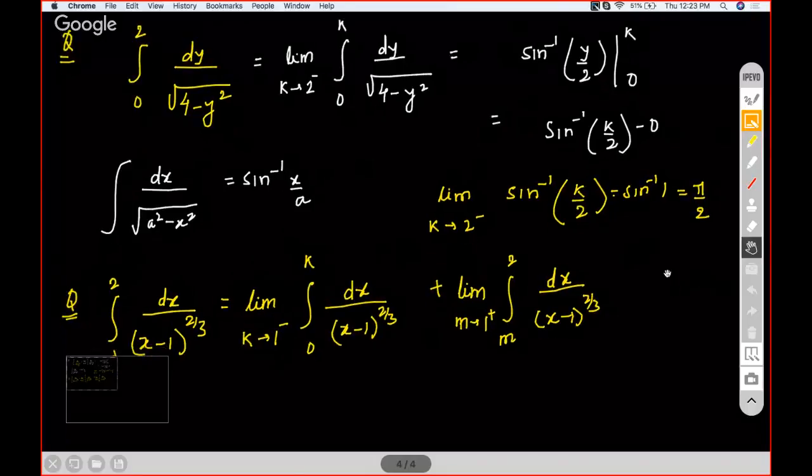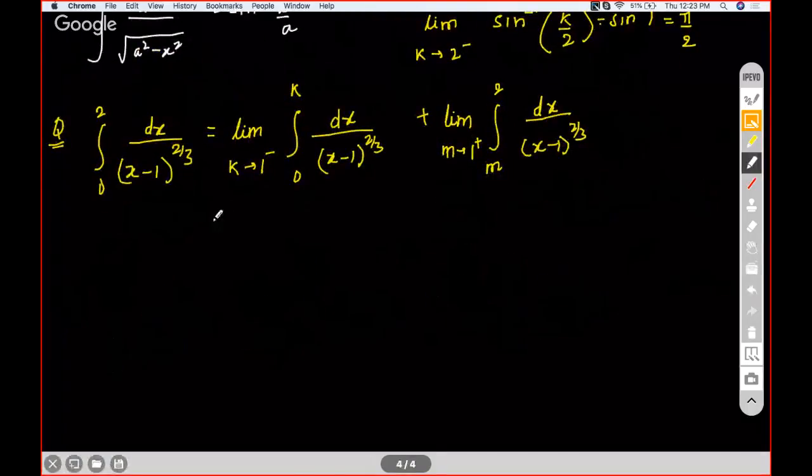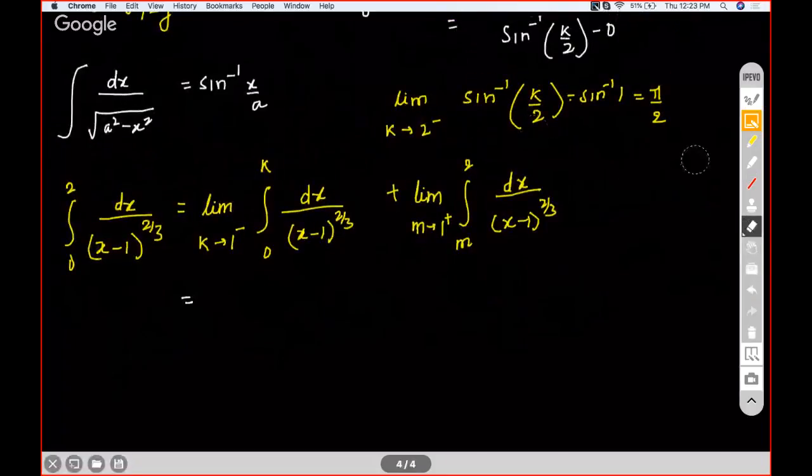Now evaluate it. Wait, so the previous one, why does it become sine inverse 1? Because you put 2 minus there, slightly less than 2, it will be sine inverse of 1, right? What it was sine inverse k by 2 minus 0, right? No, it is equal to, not minus. The digital pen sometimes misses writing somewhere.